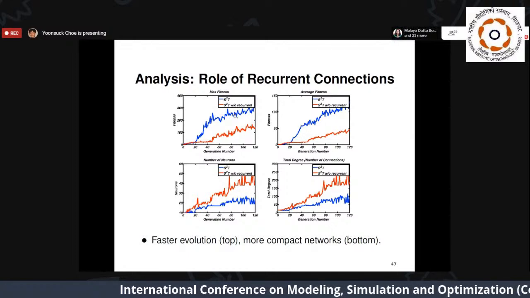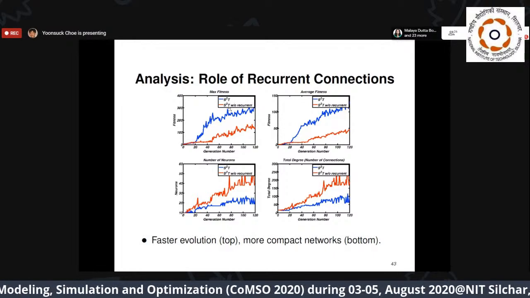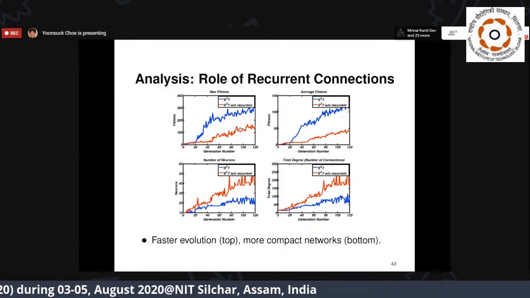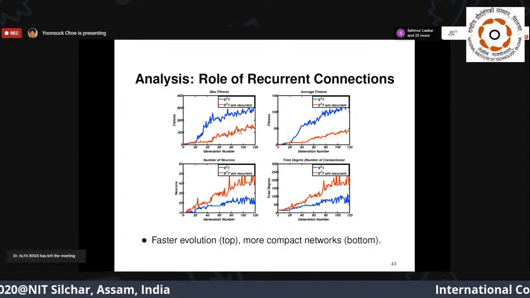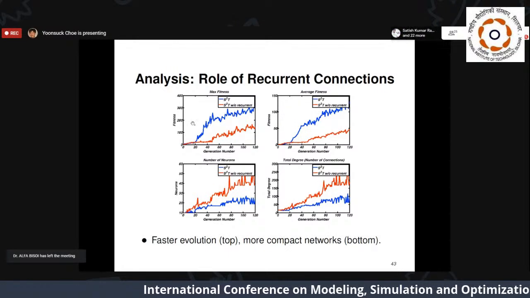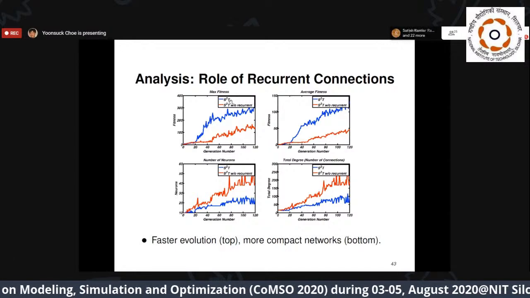For example, here we looked at two cases where, using the same criterion, in one network the recurrent connections were allowed, but in the other network the recurrent connections were not allowed, loops were not allowed. So you can see that the fitness is much better when you have recurrent connections. Of course, it may be natural.